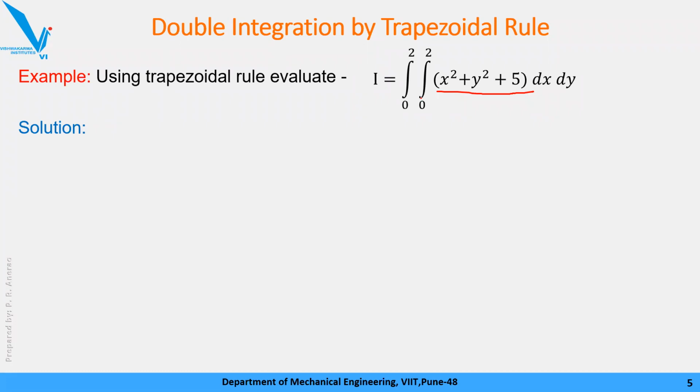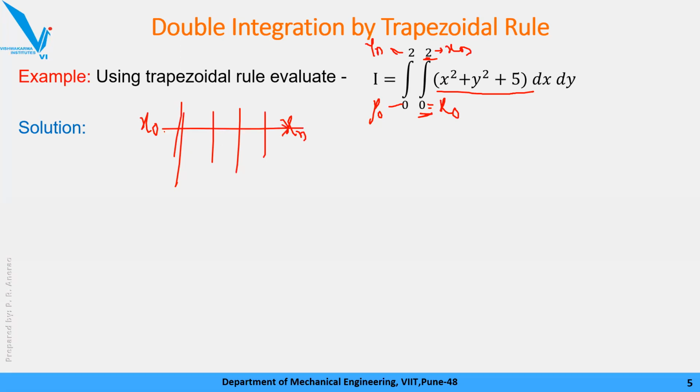Step number 1. Assume this 0 is x0, this 2 is xn, and similarly y0 and yn. Now we need to integrate from 0 to 2 in x, right? So we have to go from x0 to xn, right? So what do we do? We divide it into pieces. That means we need to divide this curve into a number of steps. We call it n.